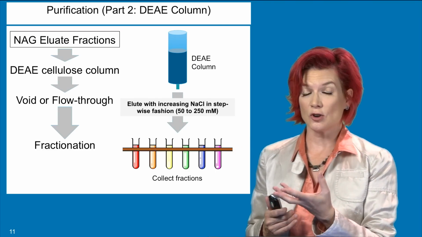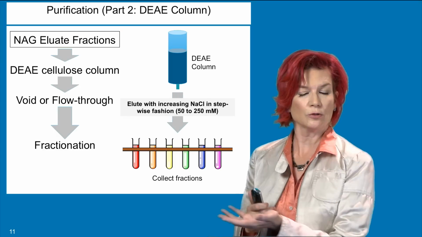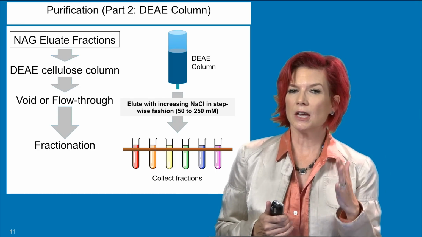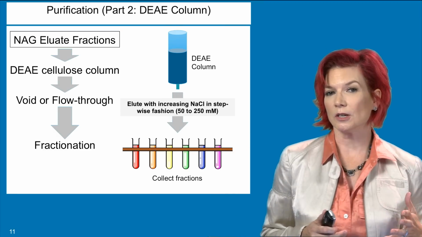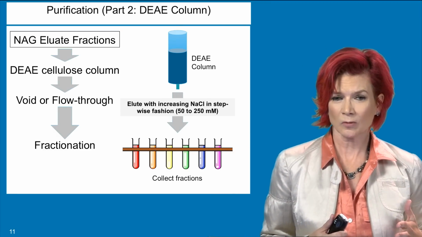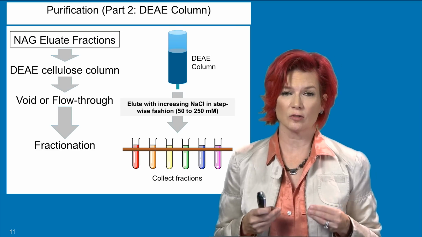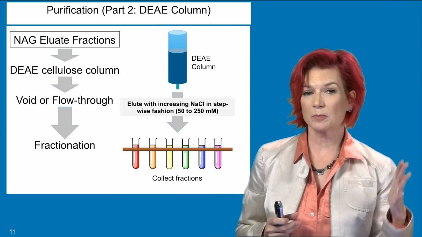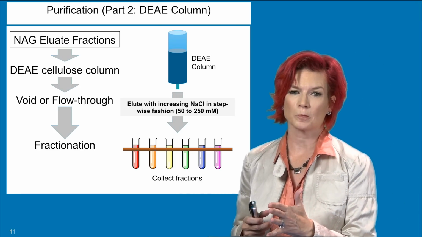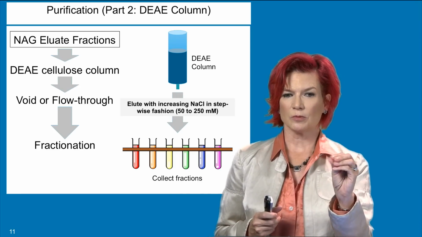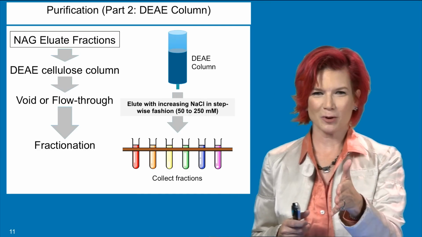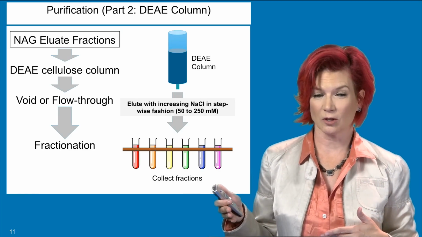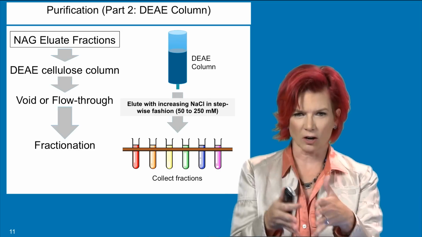Again, the proteins that are not bound to the column are flowed through and collected and analyzed. The column is then washed, and then the DEAE anion exchange column is eluted with sodium chloride. Remember that this is a charged cellulose column, and so eluting with sodium chloride is the appropriate way to elute specifically binding proteins from that column. So the column is eluted with 50 millimolar sodium chloride, 100 millimolar sodium chloride, and so forth, all the way up to 250 millimolar sodium chloride. And so again, those fractions are collected.